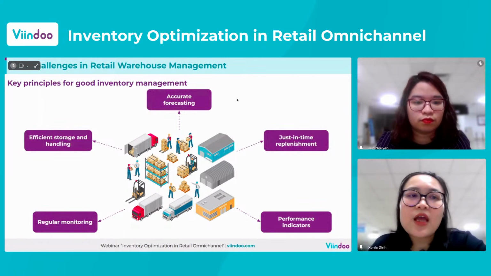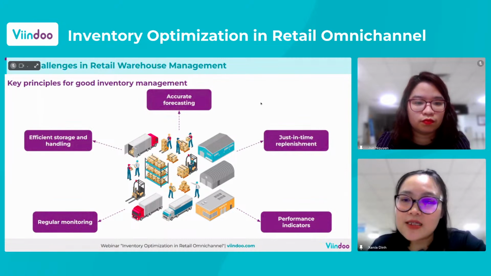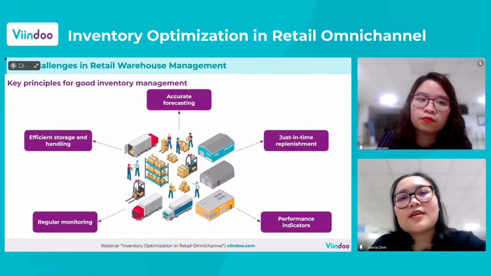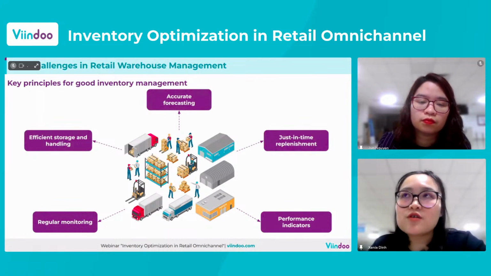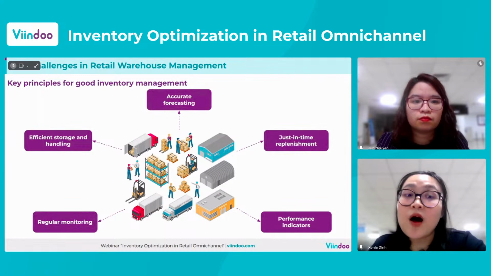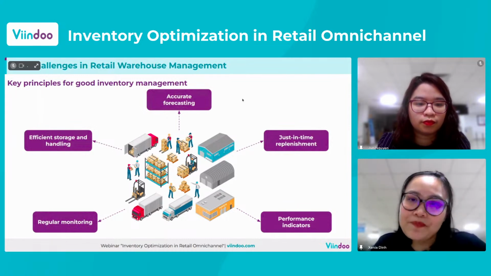Okay. The second principle is applying just-in-time reordering, right? So optimize the inventory levels by ordering goods only when they are needed. This involves forecasting demand and setting up reorder points in accordance with the safety stock policies that you have for your own business, right?